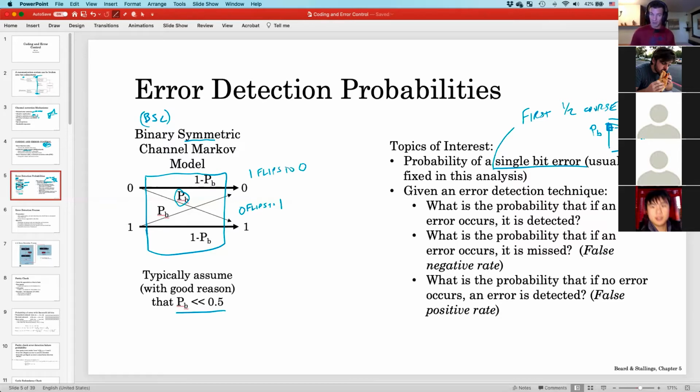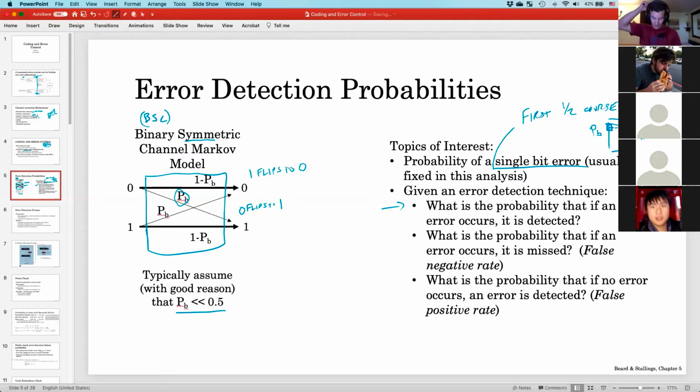So there are a number of questions that follow up from that, and that is, if an error occurs, what's the probability that it's actually detected? This is kind of akin to the idea, if something goes wrong, what's the probability that I can actually sense that something went wrong? And then we can get into kind of the second level analysis, false negatives and false positives.